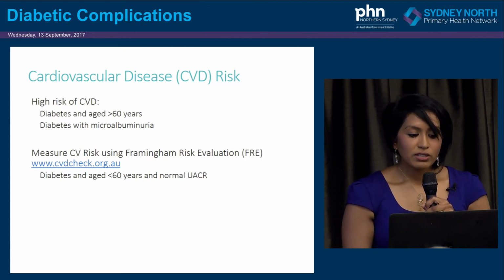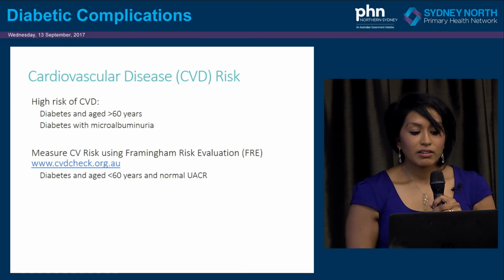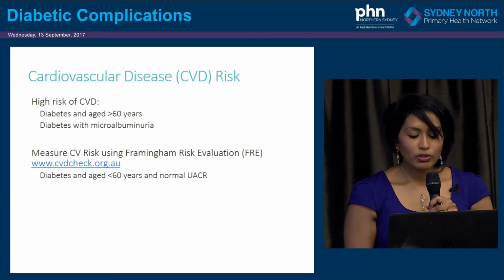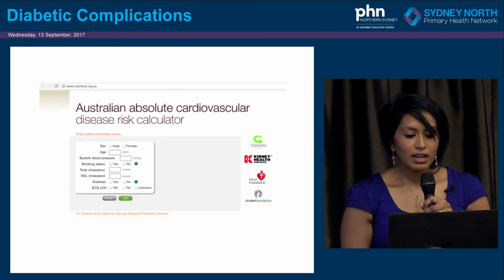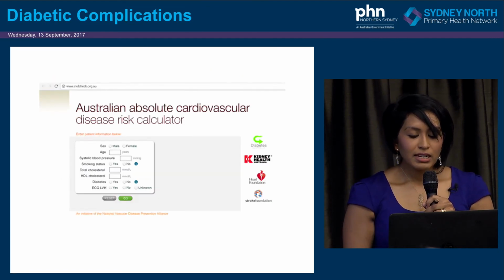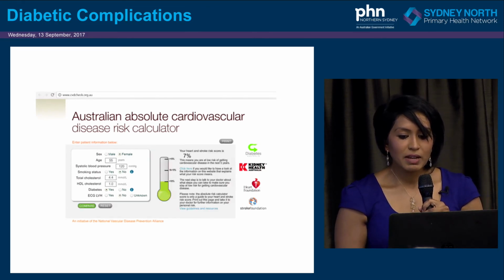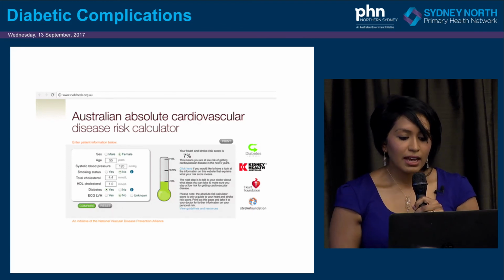For all the other patients with type 2 and are under 60 and have a normal urine albumin-creatinine ratio, then you should be measuring their cardiovascular risk using, for example, the Framingham risk evaluation, which can be accessed through that website. And so you may or may not be familiar with the risk calculator, which is a fantastic tool to estimate their 5-year risk of having a cardiovascular event.